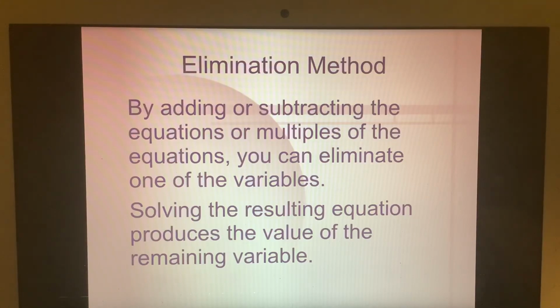Solving the resulting equation produces the value of the remaining variable. So let's say we have x and y. If I can solve for x, like we did in the example earlier, I can substitute that equation back into the x, and then I can solve for y. Or I could do it vice versa. I could solve for y, and then plug that back into your y, and you'll be able to solve for x. Now, let's look at some examples with numbers, okay?